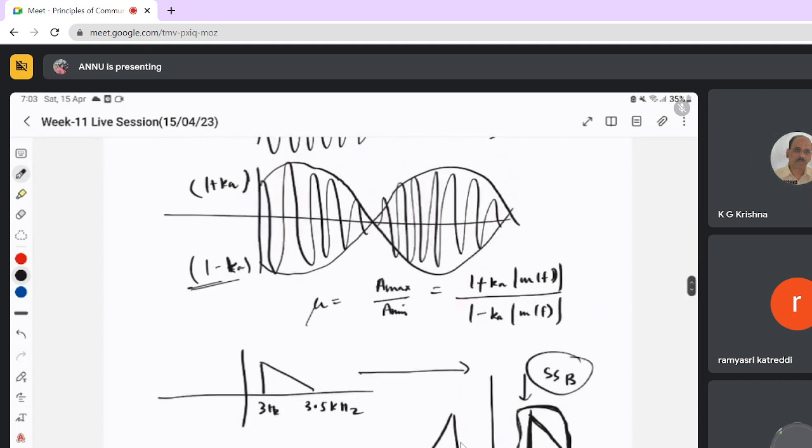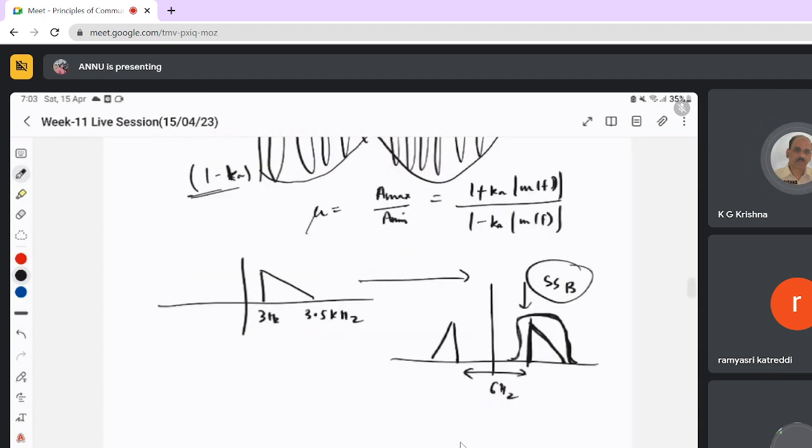I will let you know why the 1 plus is added. There is a reason behind it. I'm not remembering properly, it is written in my copy. Okay, madam, I got it.